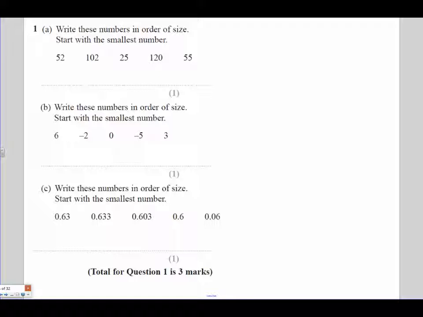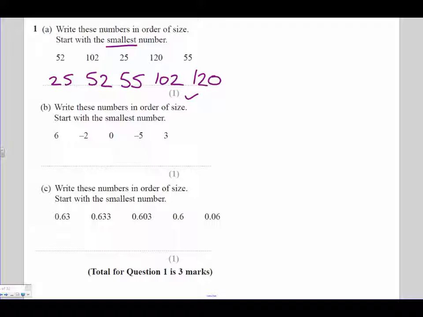Question 1a. Write these numbers in order of size. Start with the smallest number. So this question is about sorting positive numbers. Starting with the smallest, our smallest number is 25, then 52, then 55, then 102, and then finally 120. And that's worth 1 mark if they're in the correct order.